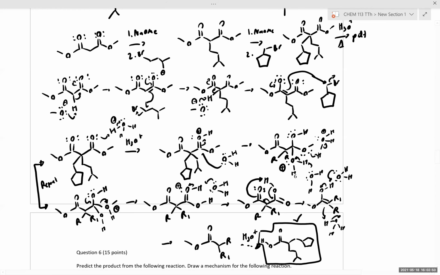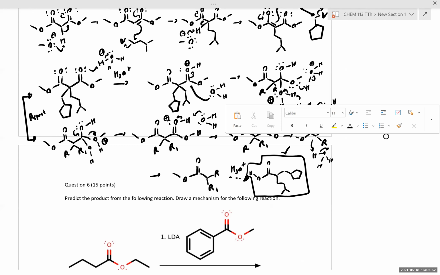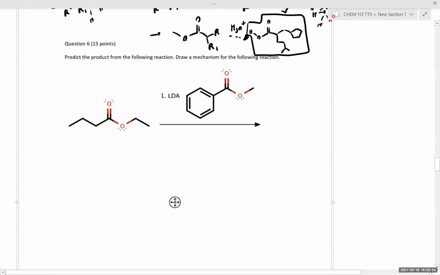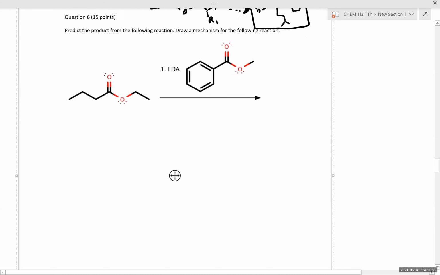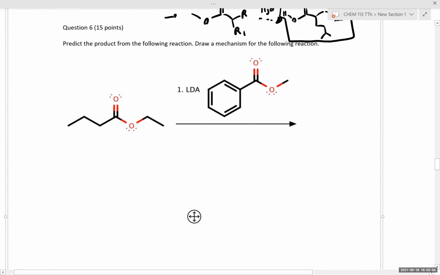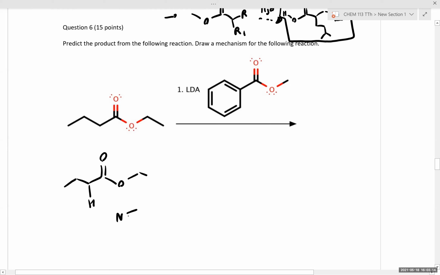Okay, let's keep moving on then. So in this case, we're asked to predict the product of the following reaction and draw a mechanism for this reaction. So in this case, we're treating an ester with LDA followed by another ester. So these are textbook conditions for a Claisen condensation.